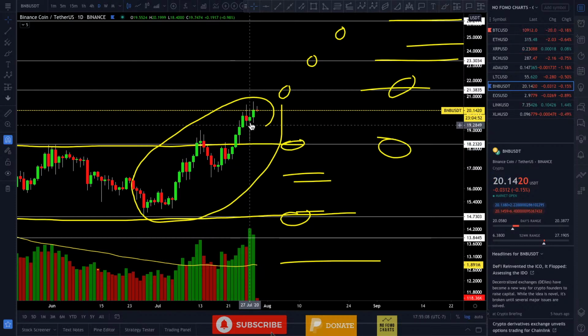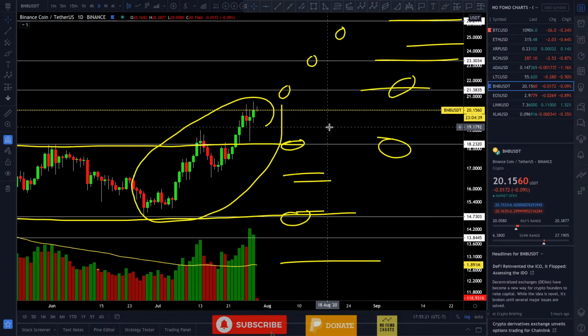Because on a pullback, bulls still bought. Shorts lost. People got stopped out. People taking their profit, bots and traders, day traders. So people still bought this, bullish up. Okay? So, really want to watch out for that.